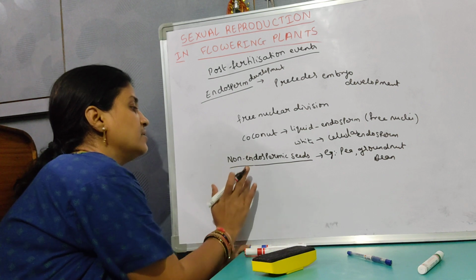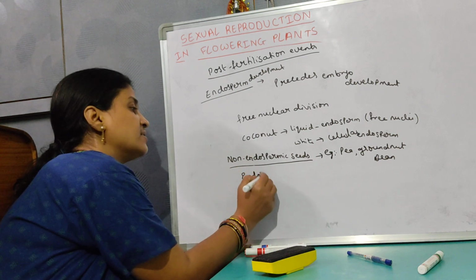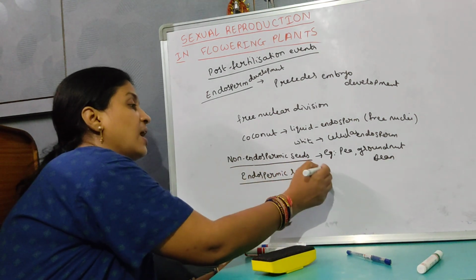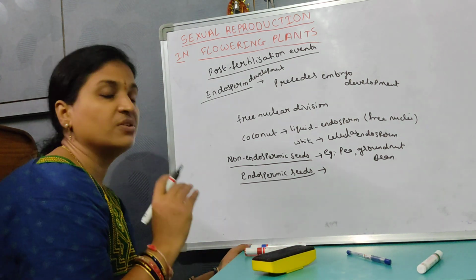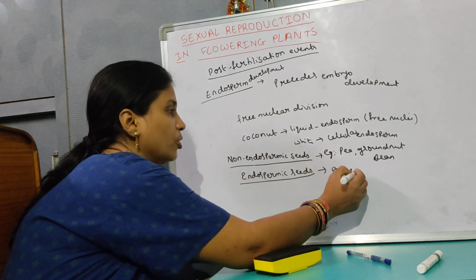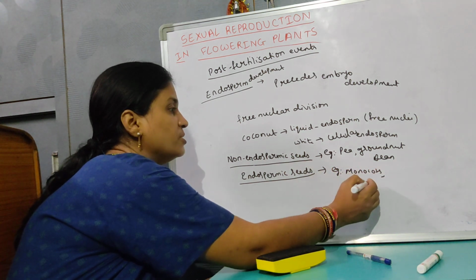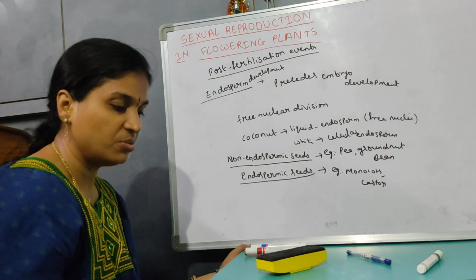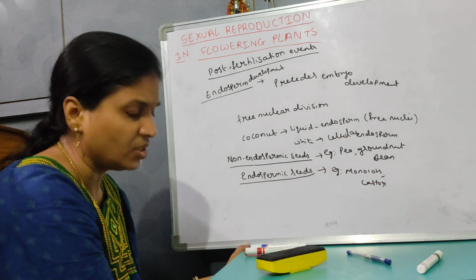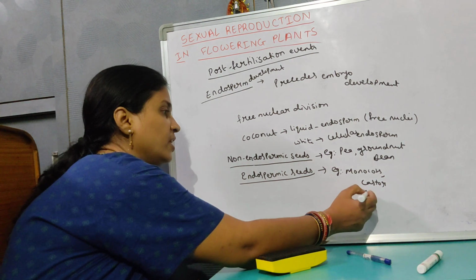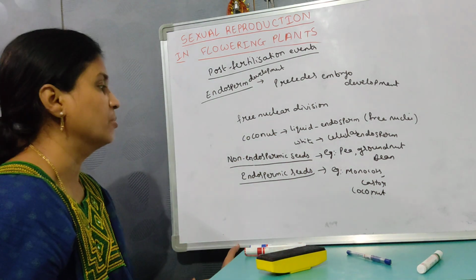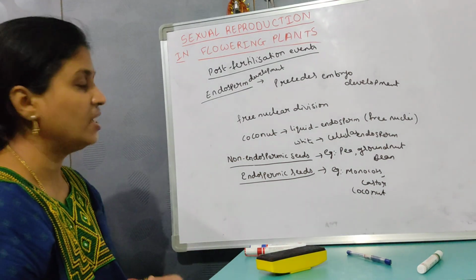Endospermic seeds are where we can see the endosperm inside the seeds. We can observe the endosperm even after the seed maturation. The endosperm is persistent, for example in monocotyledons, and you can also observe it in castor. In coconut also, even after the seed has germinated, we can still see the endosperm. Means the endosperm is persistent. This is about the endosperm.